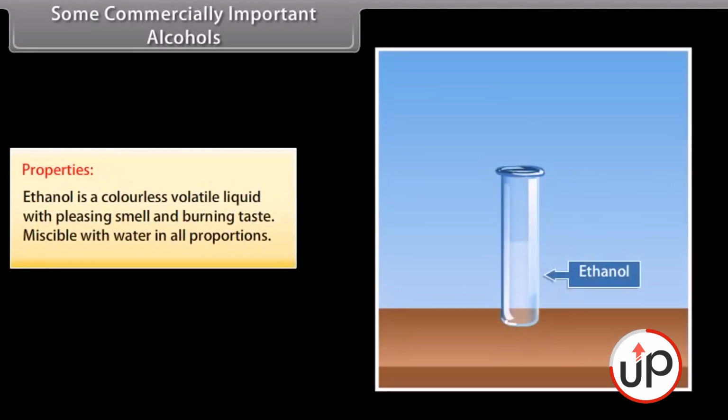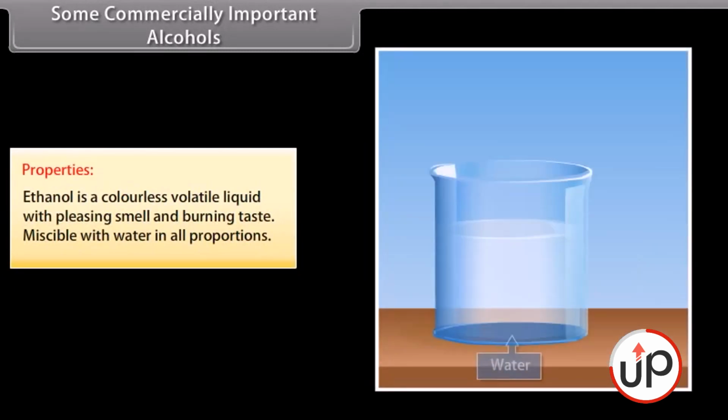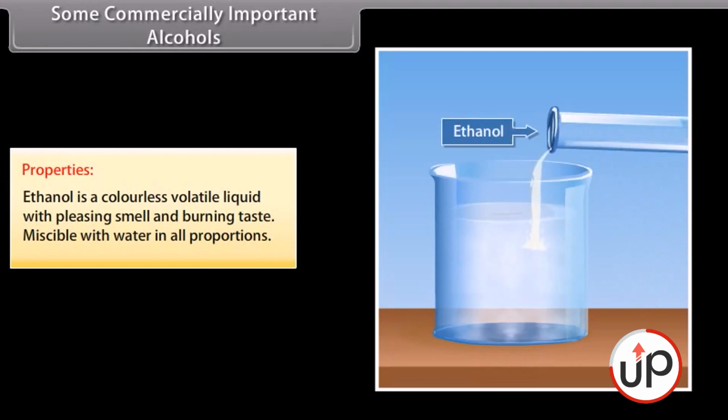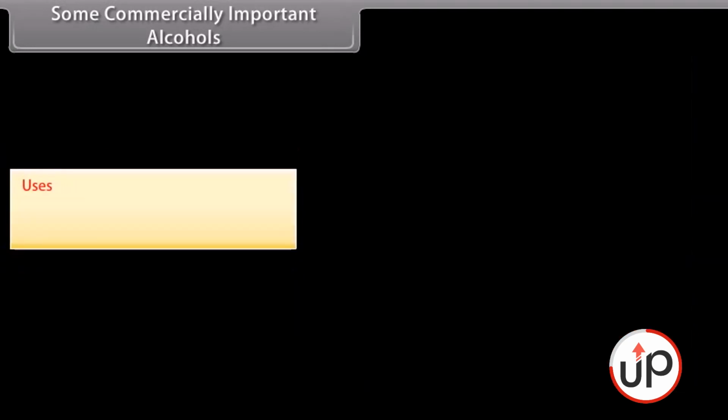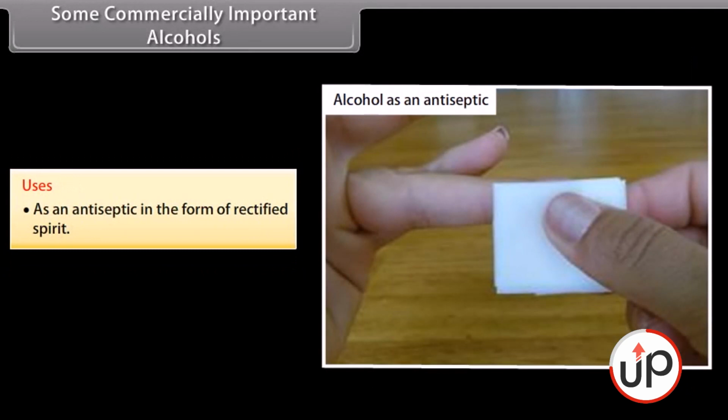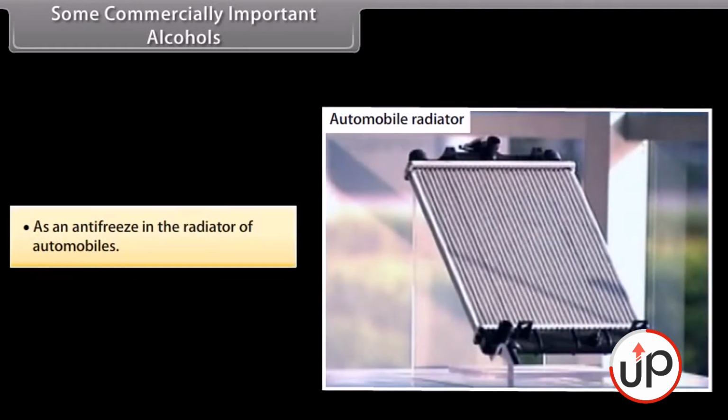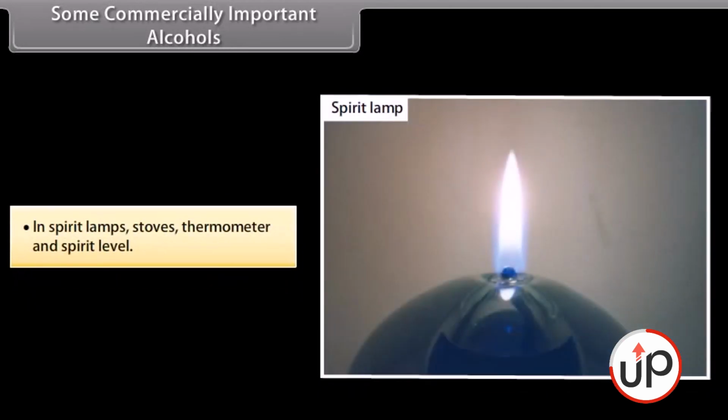Properties. Ethanol is a colorless, volatile liquid with a pleasing smell and burning taste, miscible with water in all proportions. Uses. As an antiseptic in the form of rectified spirit, as an antifreeze in the radiator of automobiles, in spirit lamps, stoves, thermometers and spirit level.